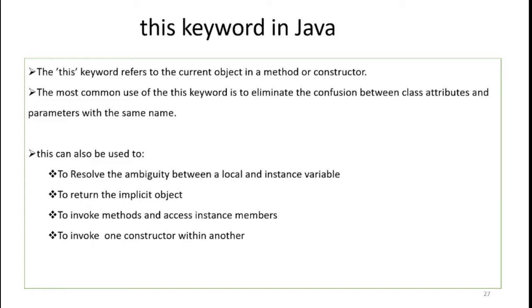Then instance members and methods can be accessed using this keyword inside a method. And lastly, from within the constructor, you can also use this keyword to call another constructor in the same class. Doing so is called explicit constructor invocation. So let us discuss the example for all these purposes.